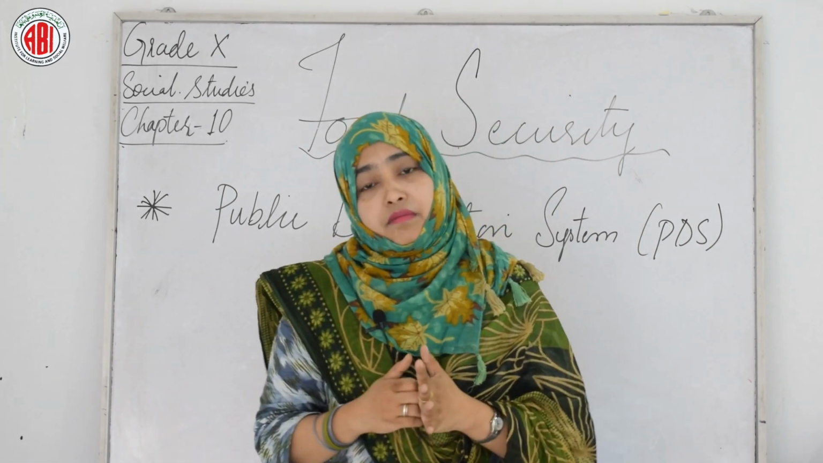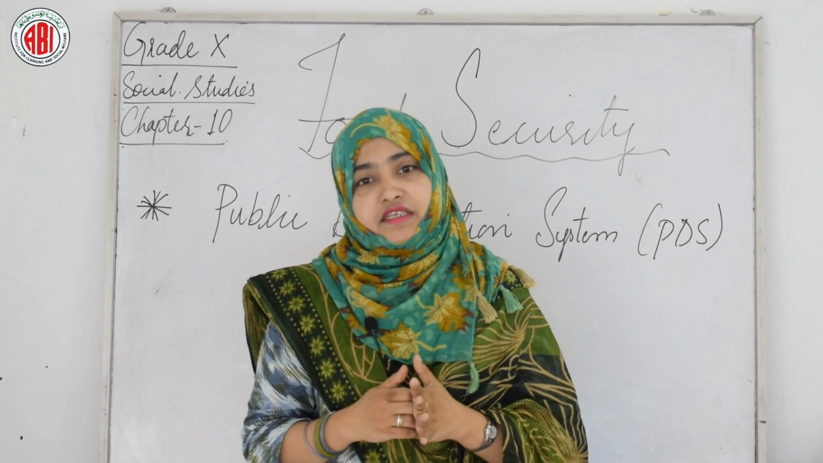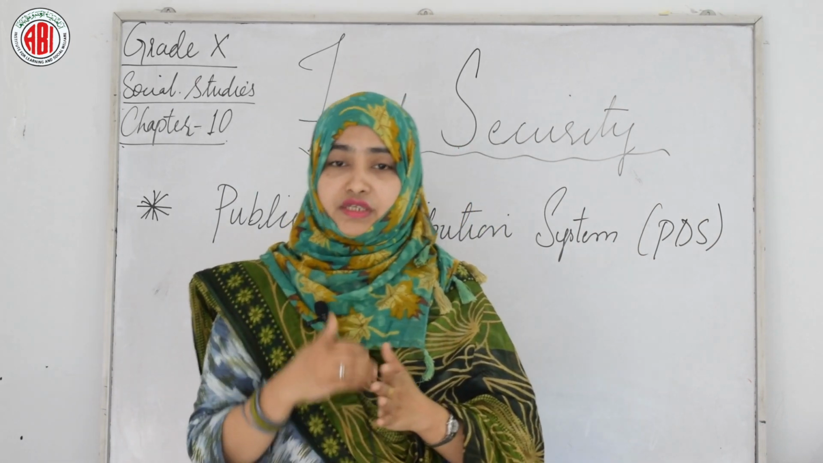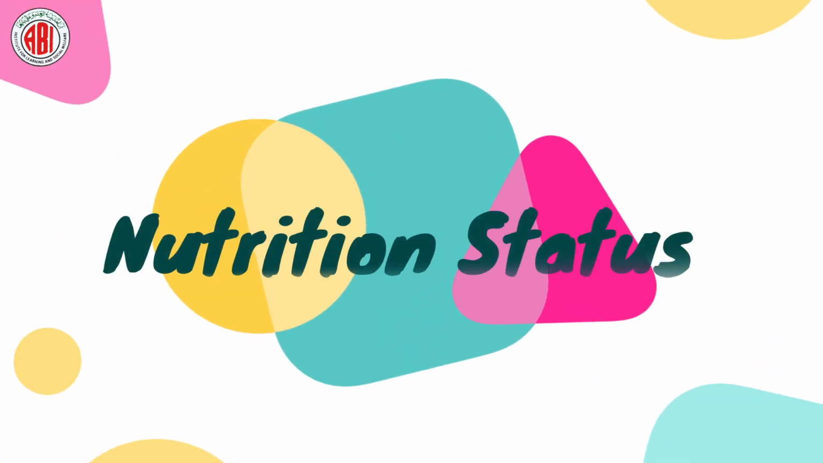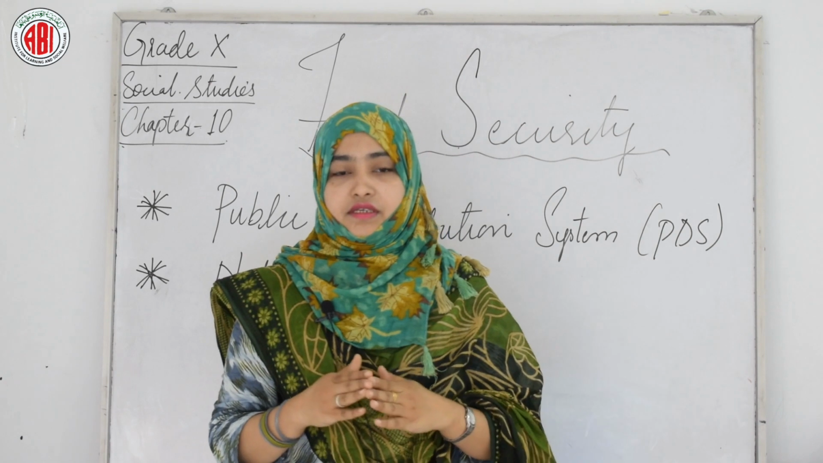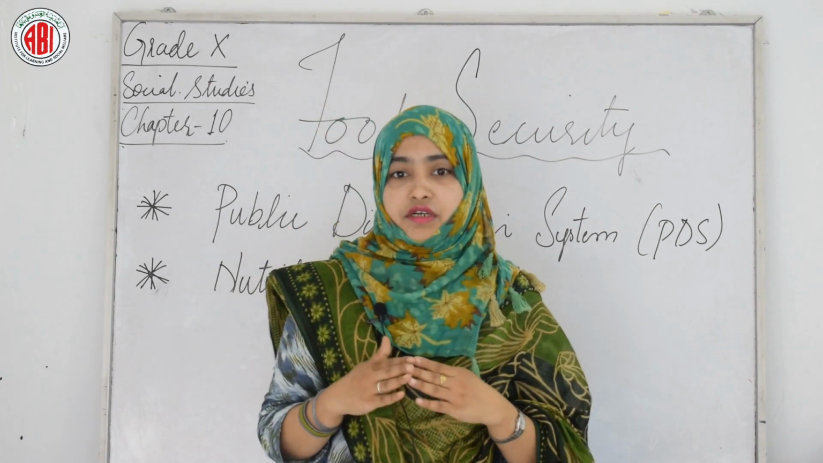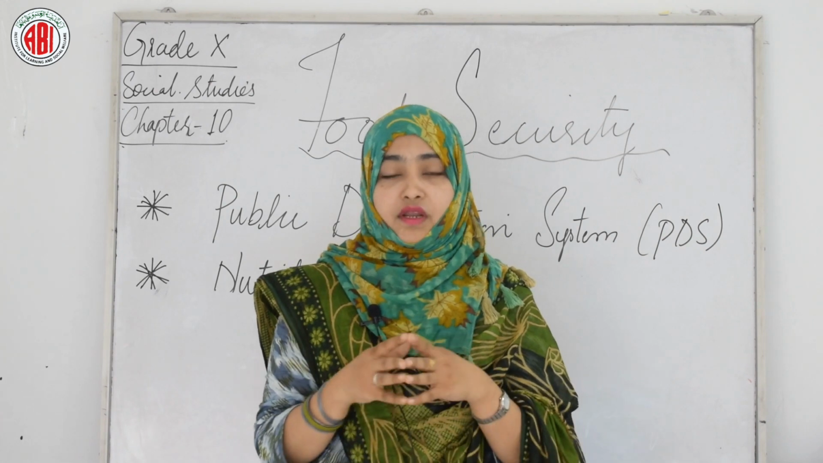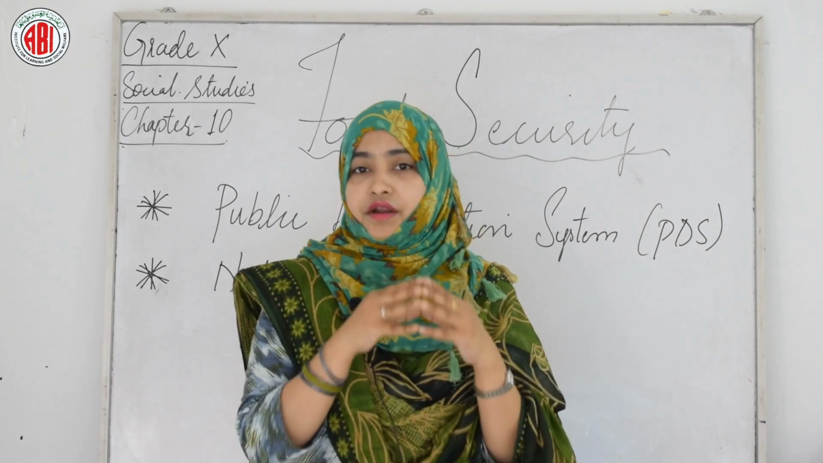Like this, the public distribution system, PDS, is working all over the country. After this, now we will discuss the nutrition status. Here in nutrition status, we look at the nutrition status of children and adults to judge whether the food is actually consumed at an adequate rate or not.